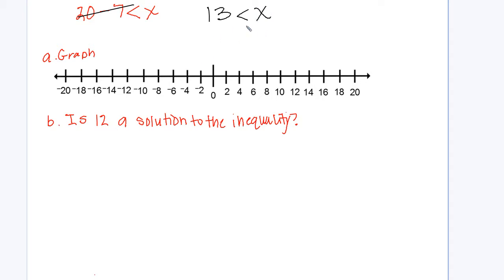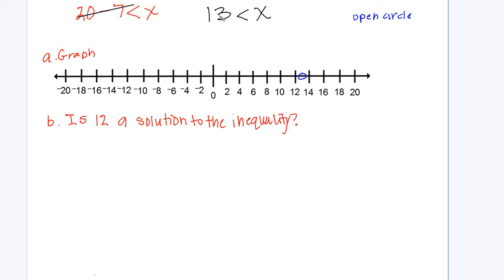So when we go to graph these, we're going to have an open circle because it does not have the line underneath. So I'm going to write open circle. You don't need to write open circle, but it just helps me remember. We're always going to go to the number that they give me, which is 13. I don't have a 13, but I'm just going to go in between. That's okay. So open circle. Now I'm going to shade either to the right or to the left.